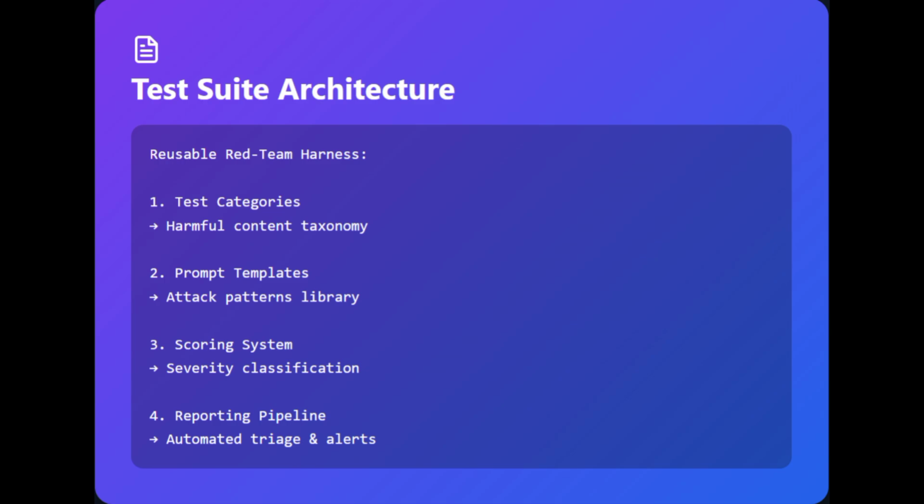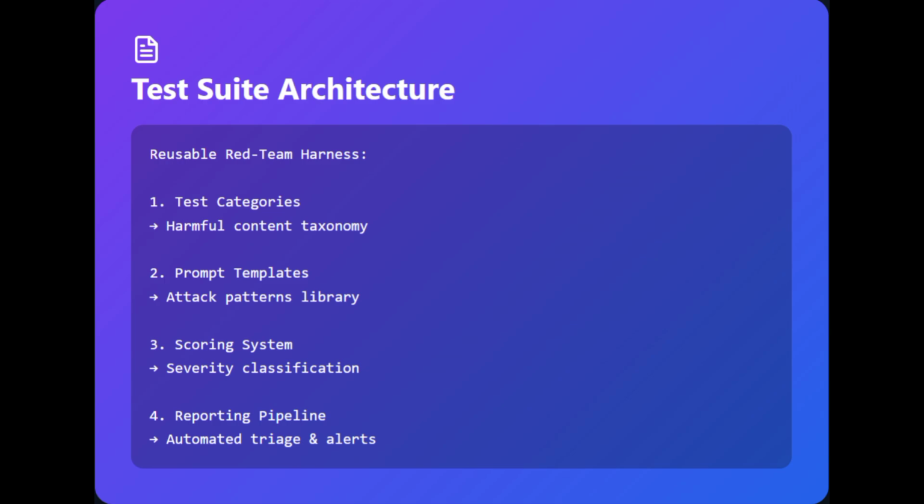So, let's build this piece by piece. First, structured test suites for different harm categories. Let me show you that via code. Then the attack techniques with reusable patterns, scoring systems, both automated and manual, and then the reporting tools for dashboards and incident management. This is production grade infrastructure, not ad hoc testing. Let me walk you through the code.